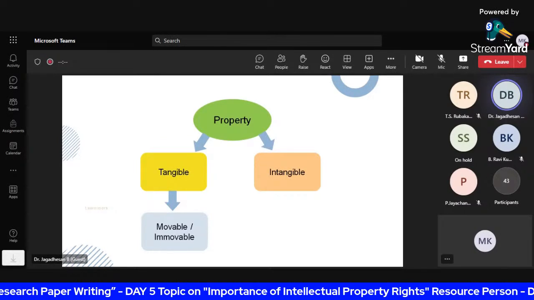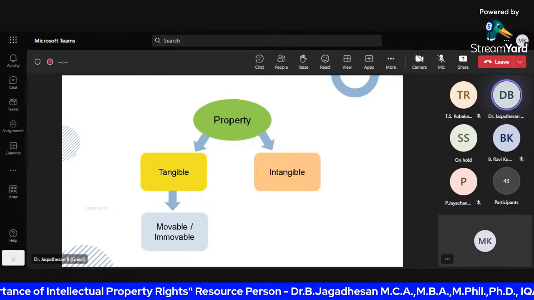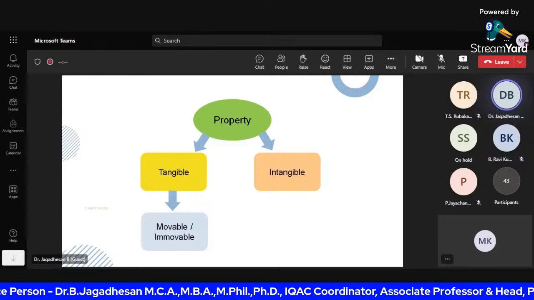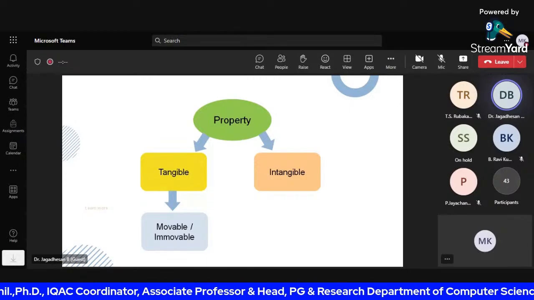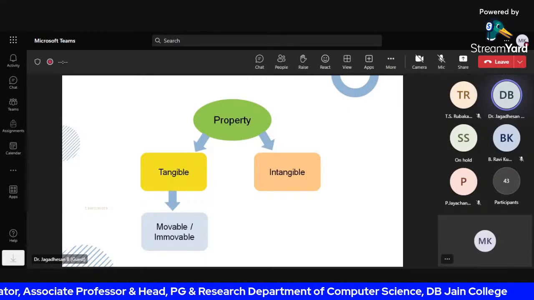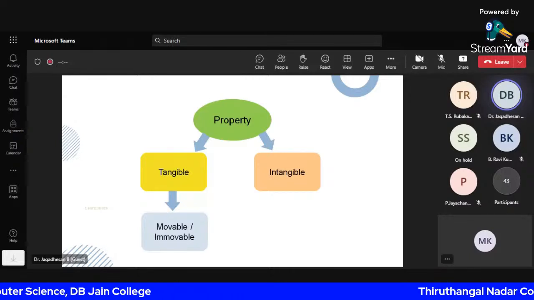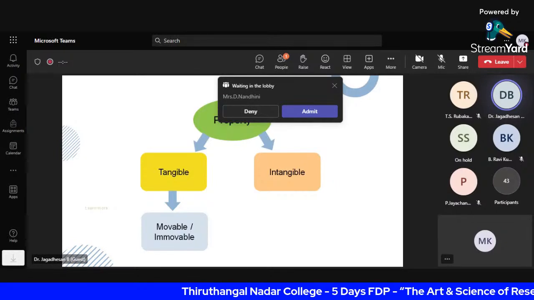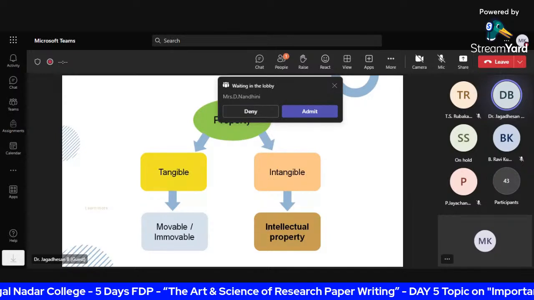Be aware that movable property, for example mobile phone, jewelry, car, these are movable. Immovable property is an asset like a building or any kind of construction of a house. Movable can be moved from one place to another place, like a car. Immovable is fixed. Under the tangible category, movable and immovable, and intangible, only one category is called intellectual property.